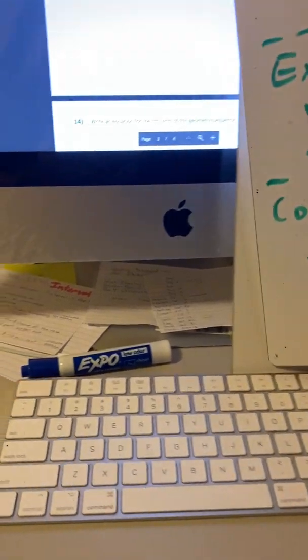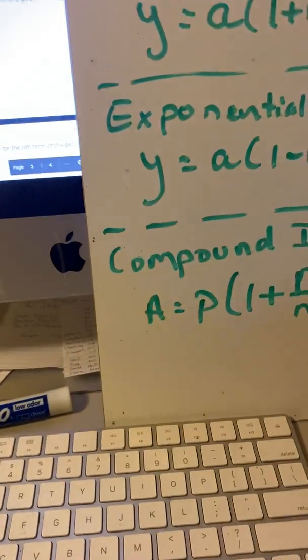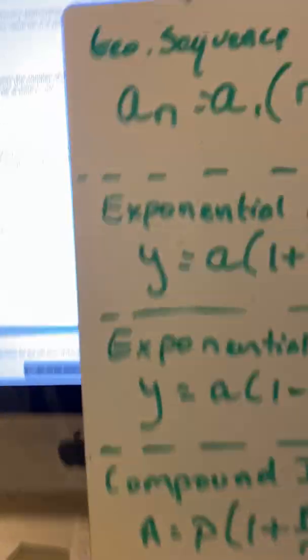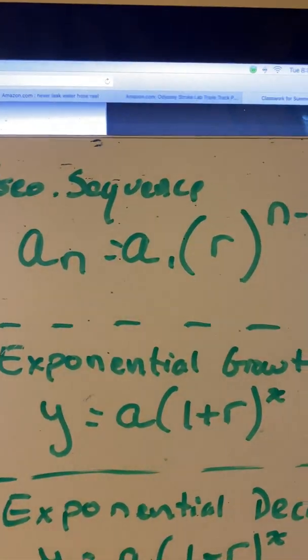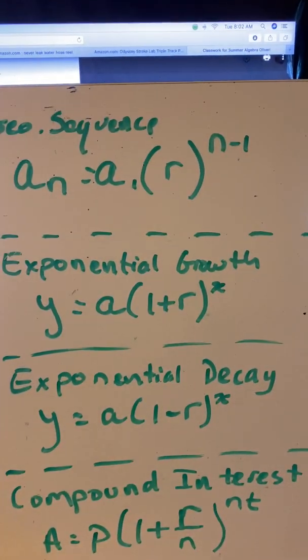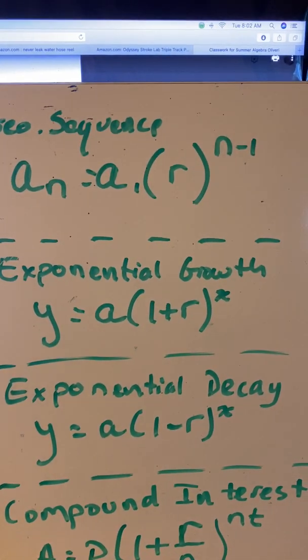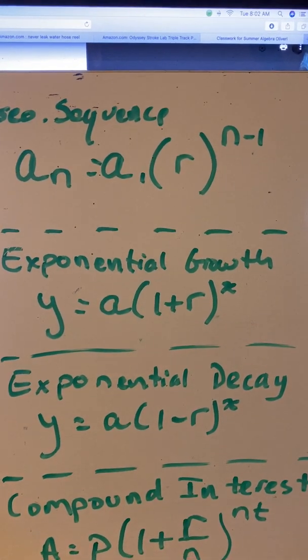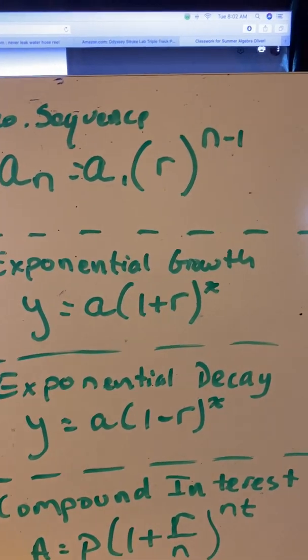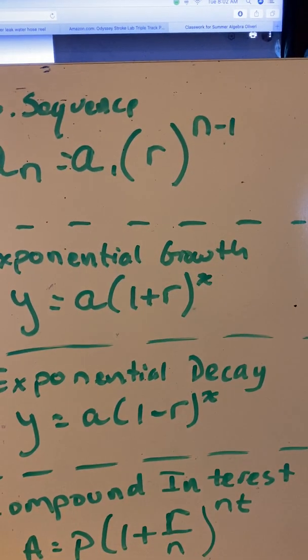Then I'm going to be posting some stuff in a little bit, and you can work on the problems that deal with geometric sequences. Geometric sequences: a sub n, that's the nth term, is equal to a sub 1, that's the first term, times r, which is the rate of change that you've got.